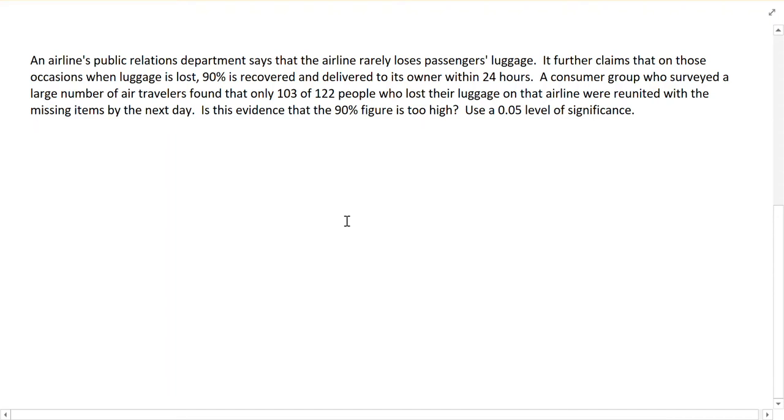All right. Like other hypothesis tests we've done, there's a nice four-step process to do these things. The first thing we want to do is state our hypotheses.